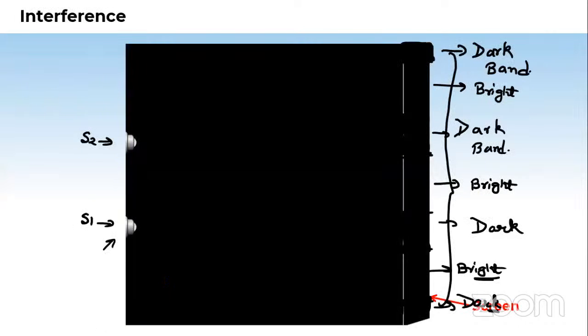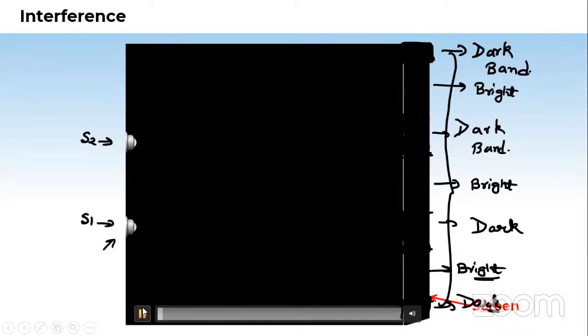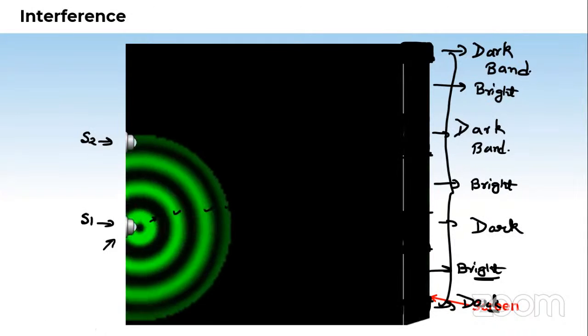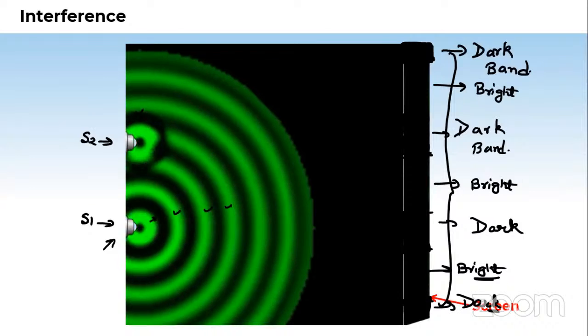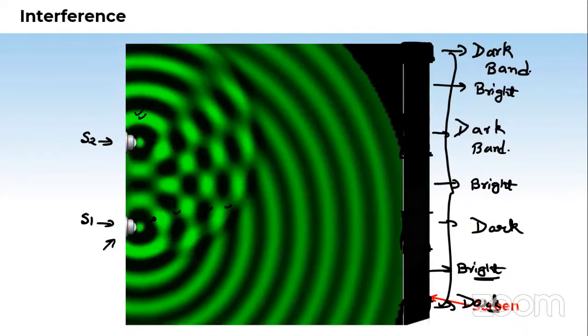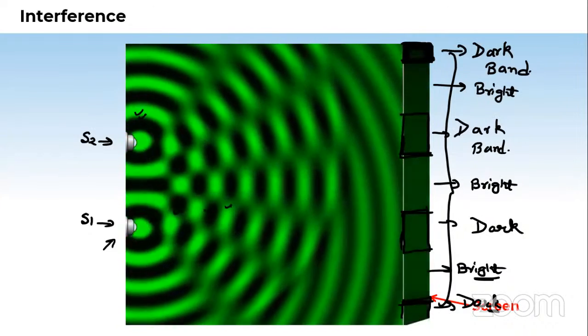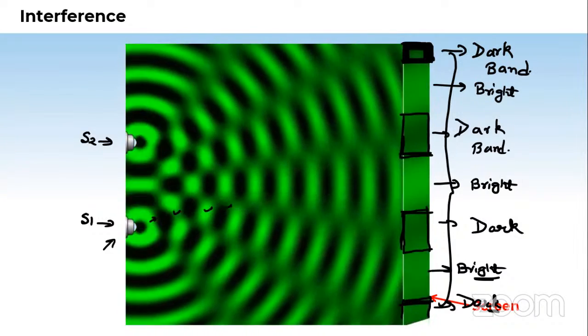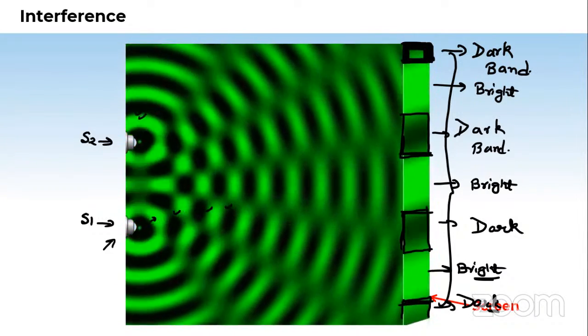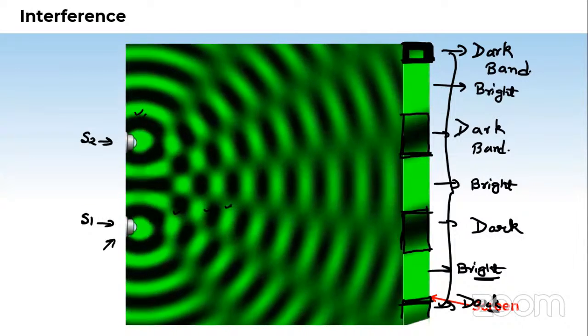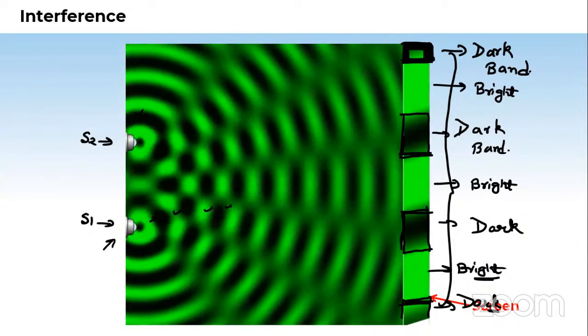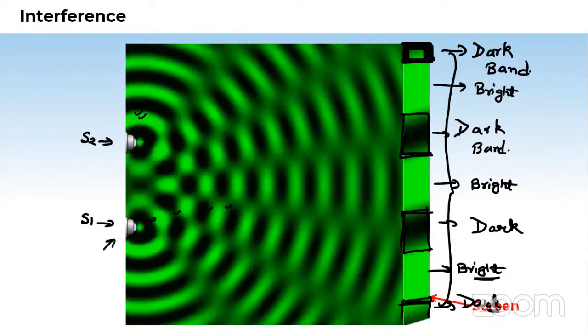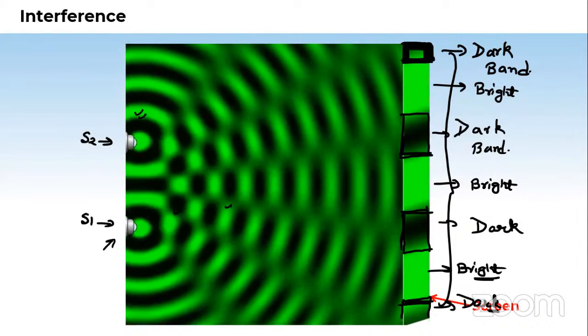If I launch this animation again, you can see it. How cool it is. Two different individual wavefronts are being overlapped, and then we get a net structure which is shown on your screen. On the screen, we can see alternate dark and bright bands here. This is right, students, you know?